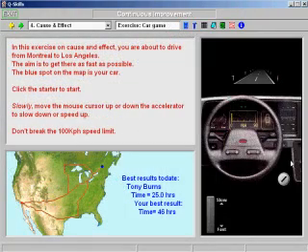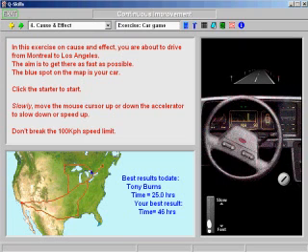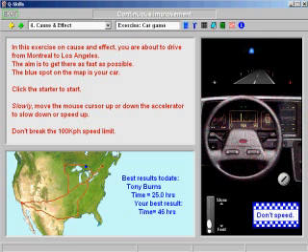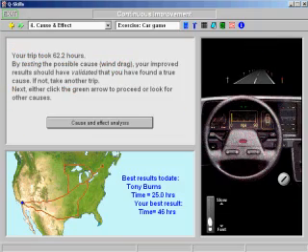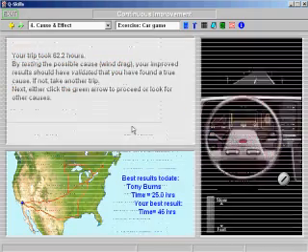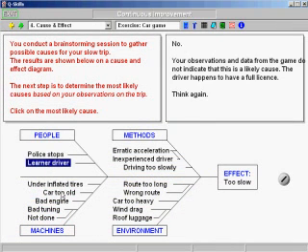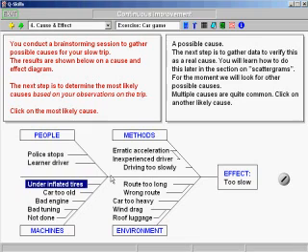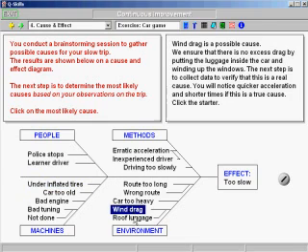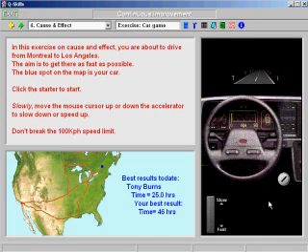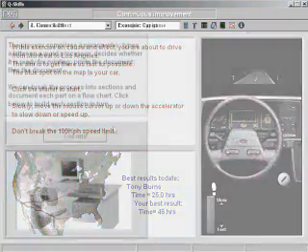Let's have a look at one of the other sections in Q-Skills. In this exercise we're using a game to demonstrate how a cause and effect diagram is used to find possible causes for a slow trip. Well, here's our first possible cause, speeding. Once we reach our destination, we'll look at the cause and effect analysis to try and determine other possible causes. And once we determine a possible cause, we go and play the game again to validate that cause.